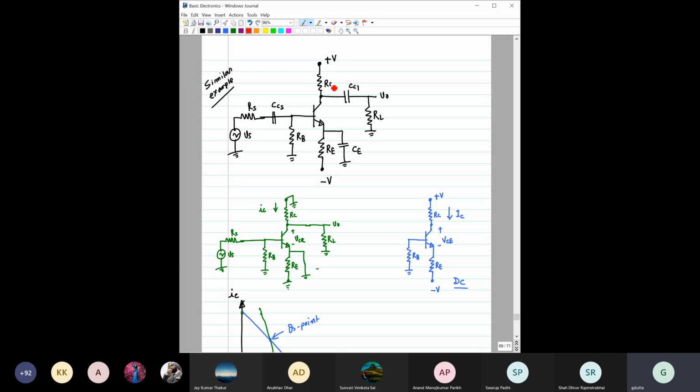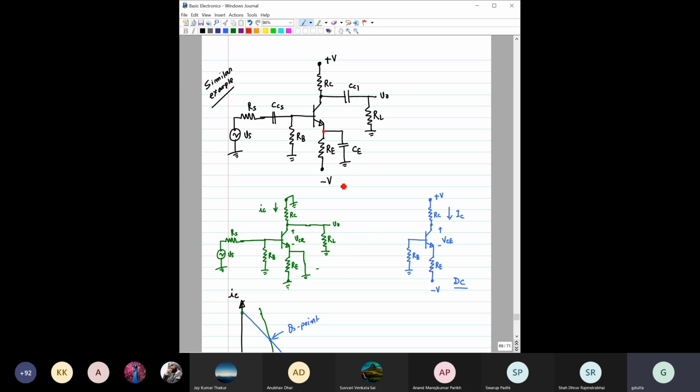Okay, so if you have understood this previous exercise, then please let us consider another type of example. What is the difference compared to the previous? Here we have only one emitter resistance, and the total emitter resistor has been bypassed through a capacitor C. Means C has been connected across this RE, right? So in AC, you know that the complete RE would disappear.